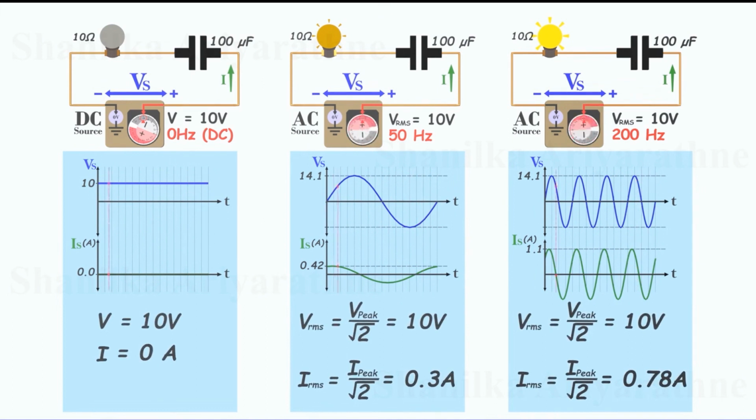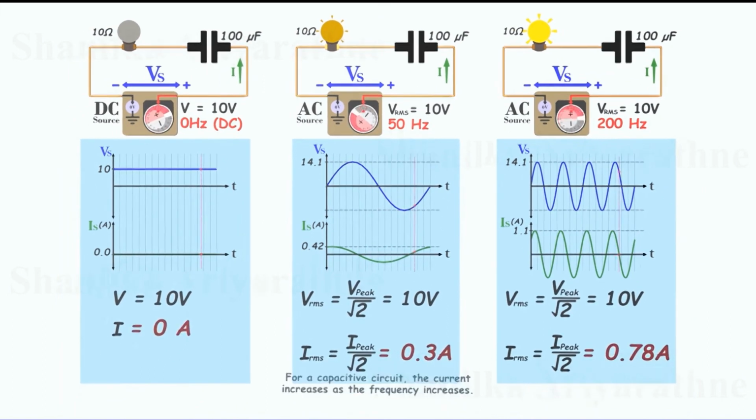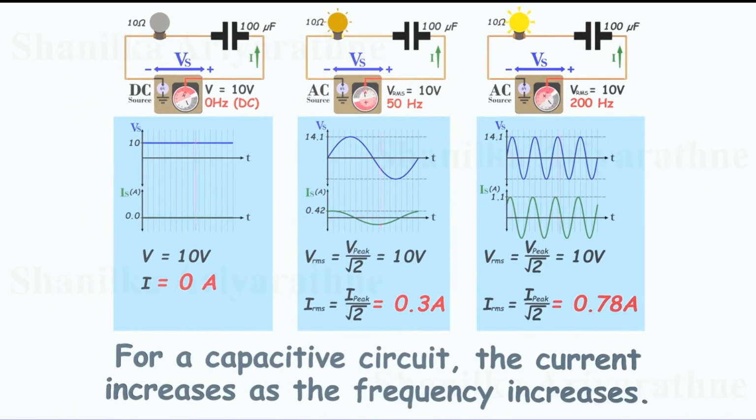This reveals something very important about capacitors. As the frequency increases, the current through a capacitive circuit also increases. In other words, capacitors oppose low-frequency signals much more strongly than high-frequency signals.